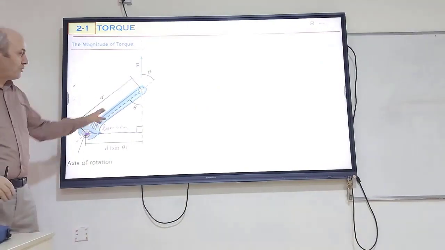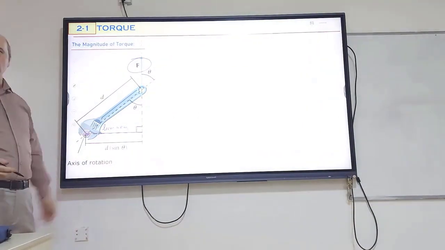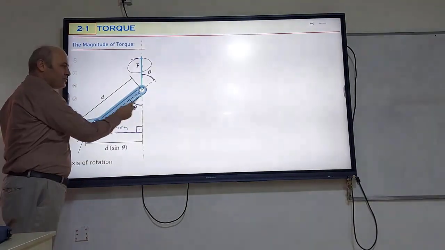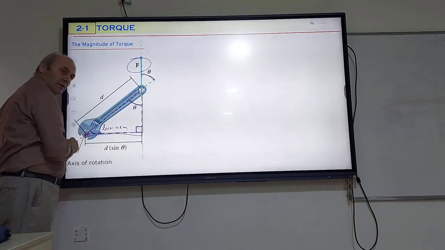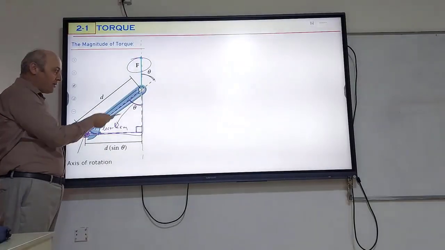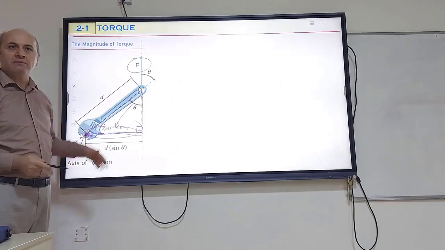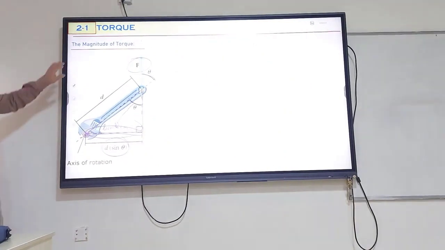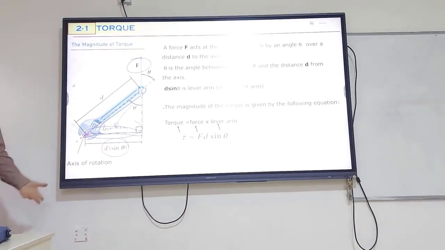Then, if I want to calculate the torque for this force, what do I have to do? I have to multiply force by linear arm. But I should calculate it. This linear arm is not d. This angle is theta. That angle is also theta. So this is the hypotenuse of this right angle triangle. According to the given triangle, the opposite perpendicular leg is calculated by hypotenuse times sine theta. So the linear arm is going to be d sine theta. Then torque is equal to force times linear arm. Force is F, linear arm is d sine theta. F d sine theta is the equation.